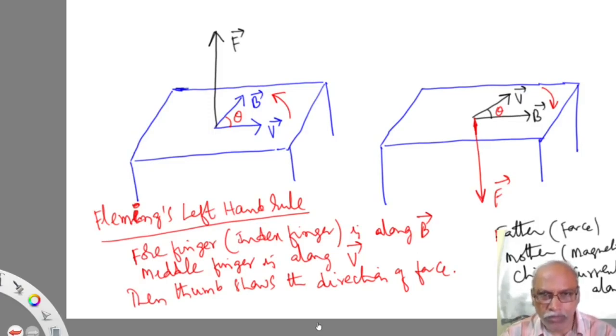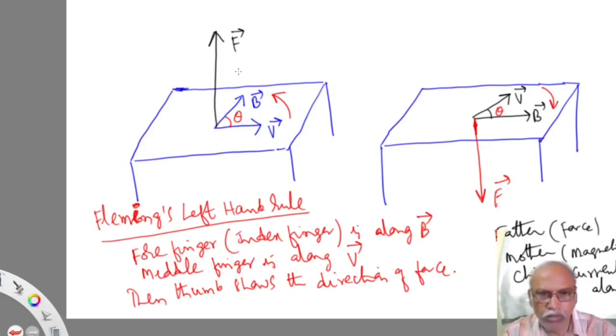V bar cross B bar. Otherwise, you can apply Fleming's left hand rule also and check. V bar you keep in the direction of the middle finger, B bar in the direction of the index finger, then the thumb will come upward in the first figure. In the second figure, the thumb will come in the downward direction.